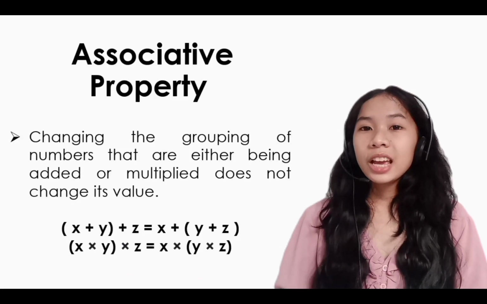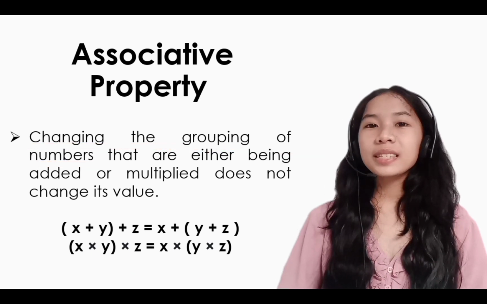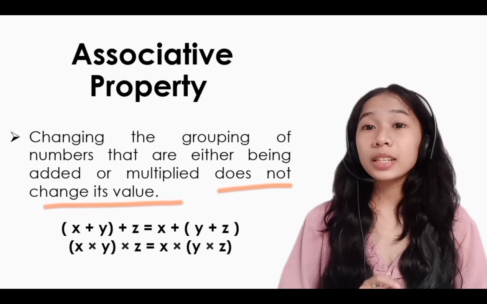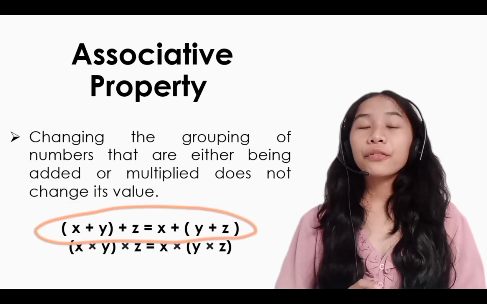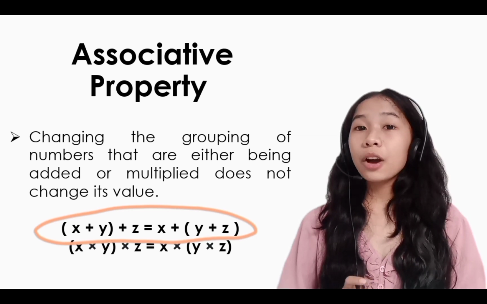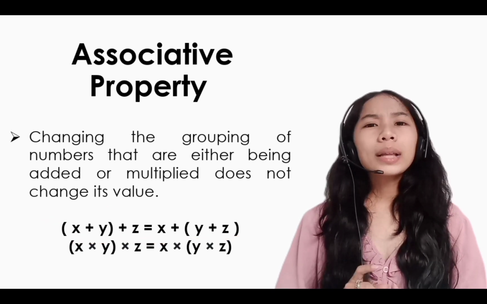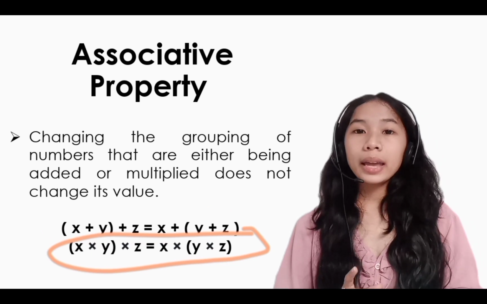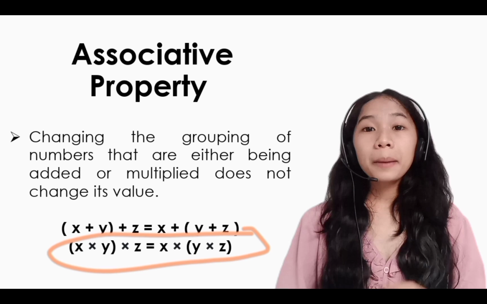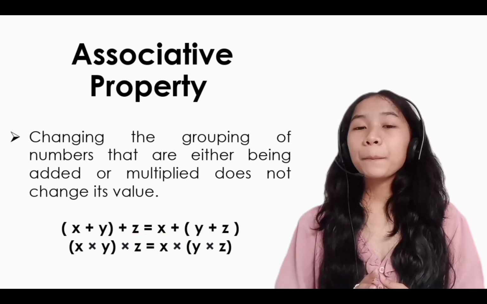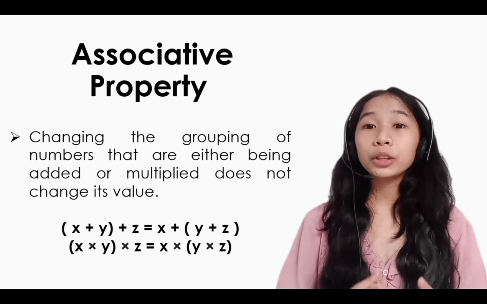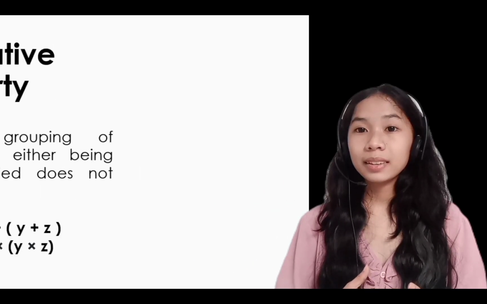Associative property. Changing the grouping of numbers that are either being added or multiplied does not change its value. The quantity x plus y, plus z, is equal to x plus the quantity y plus z. The quantity x times y, times z, is equal to x times the quantity y times z. The following examples show how the associative property of addition and multiplication can be used.